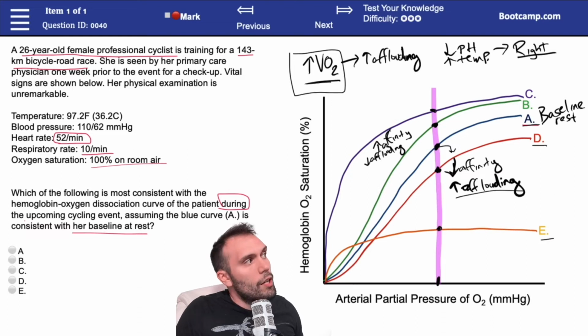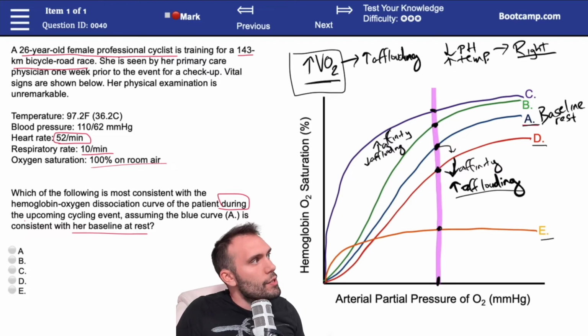What's the difference here? The difference is that curve E has a different shape to it. If you look here at this part, it actually starts out on the left of all these other curves, and then it crosses over and goes to the right. So what gives? Why is that curve so different?